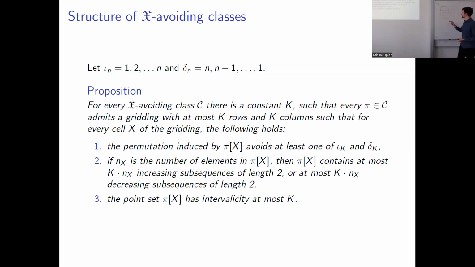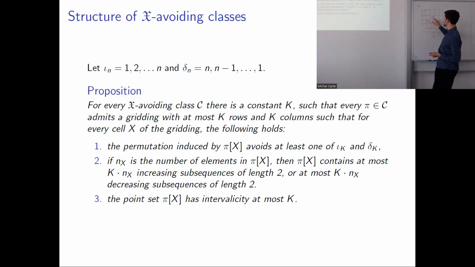Said differently, it means that every cell is either a union of k minus 1 increasing or k minus 1 decreasing sequences. So each cell is either a union of constantly many increasing sequences or constantly many decreasing sequences. Moreover, if the cell looks like constantly many increasing sequences, it contains only linearly many inversions. So it cannot be an arbitrary permutation you obtain as a union of k sequences. It contains only linearly many inversions, and symmetrically for the decreasing case.